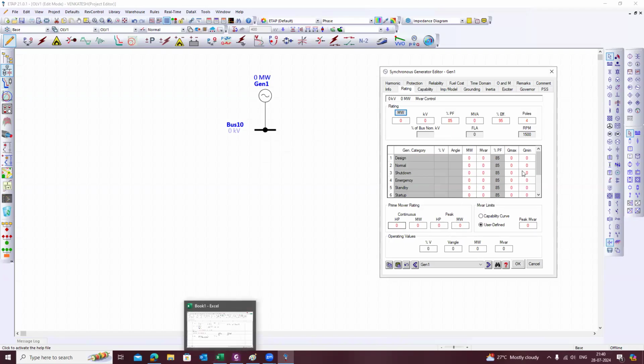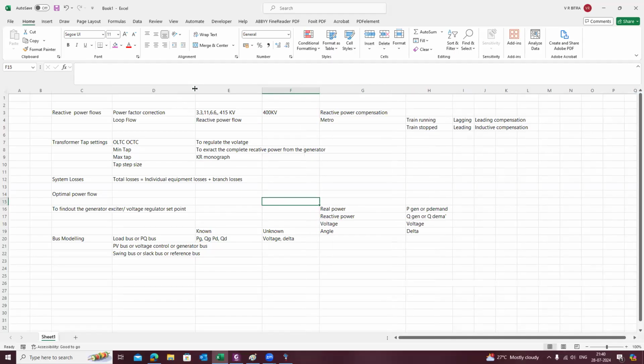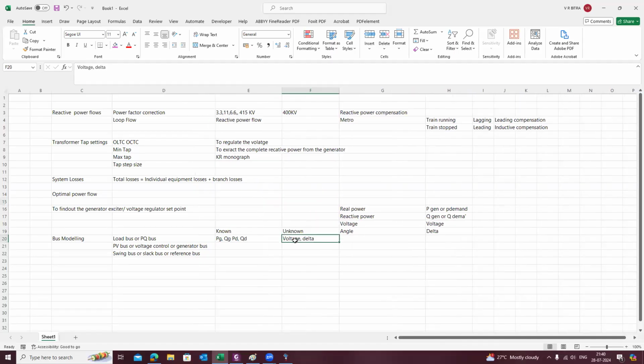Next, what is unknown for the PQ bus? So these are the known parameters for the PQ bus. And what are the unknown parameters? That means the voltage and the delta. So these two can be calculated by performing the load flow. You know the parameters, active and reactive power. You have to find out the voltage and delta. Okay, so if you know the real power generation, real power demand, reactive power generation and reactive power demand, and you are trying to find out the voltage and angle of that bus, then that bus is the load bus or the PQ bus. Okay, next is the PV bus.